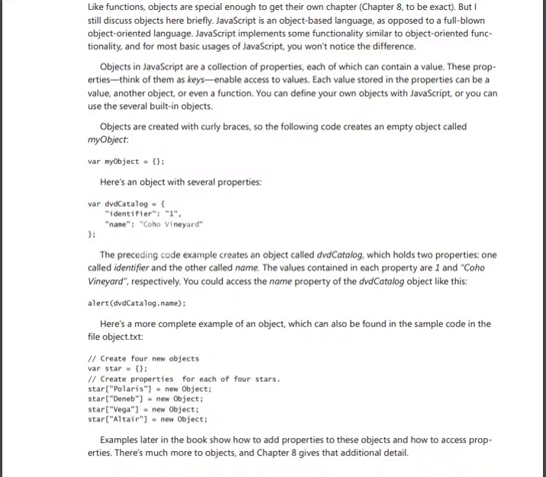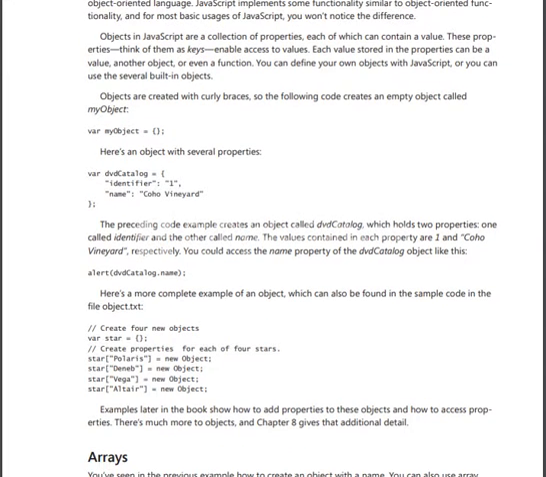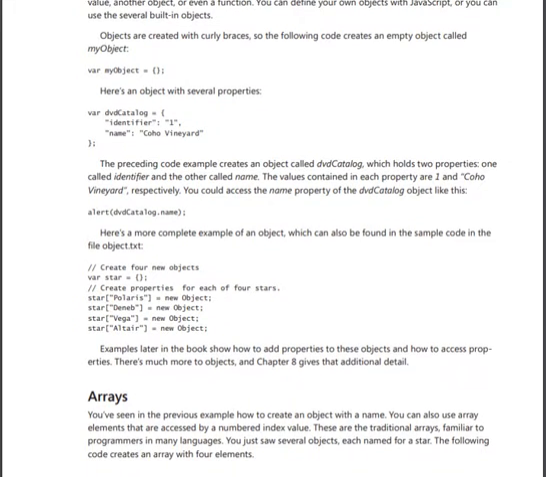The preceding code example creates an object called DVD catalog which holds two properties, one called identifier and another called name. The values contained in each property are 1 and Coho Vineyard respectively. You could access the name property of the DVD catalog object like this. Here's a more complete example of an object, which you can also find in the sample code in the file object.txt.